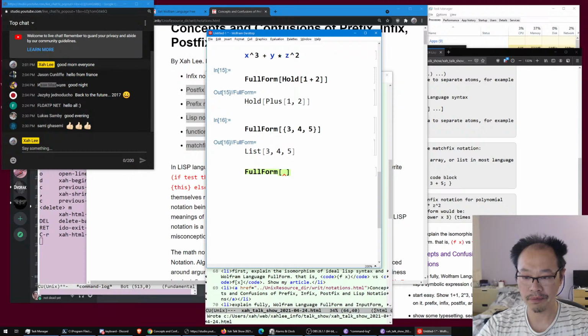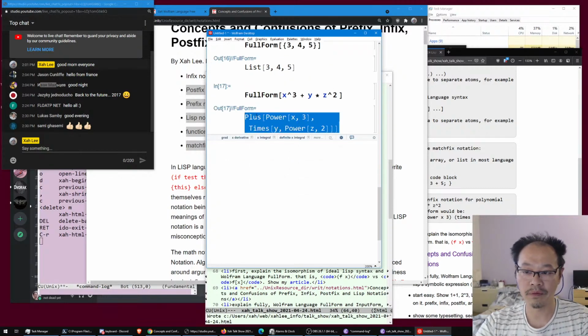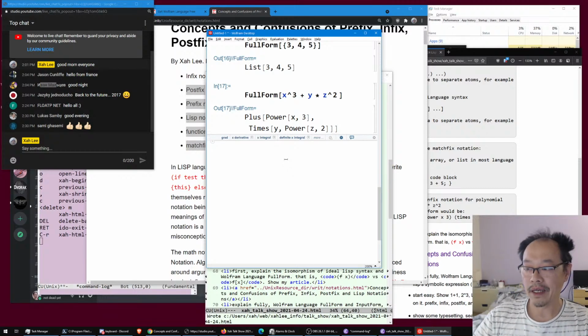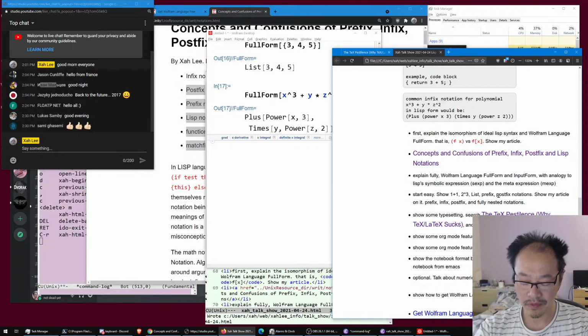Okay, so we paste the polynomial there. Paste, yeah. So evaluate, you can see the full form of that polynomial. Okay, polynomial of 3 variables. Okay, so that concludes our discussion about the isomorphism of Mathematica syntax and Lisp syntax and the layer, the full form of the Wolfram language, which Lisp does not have.